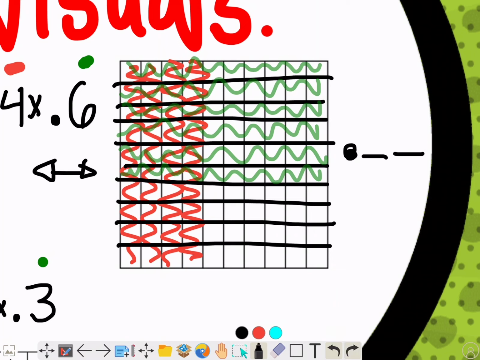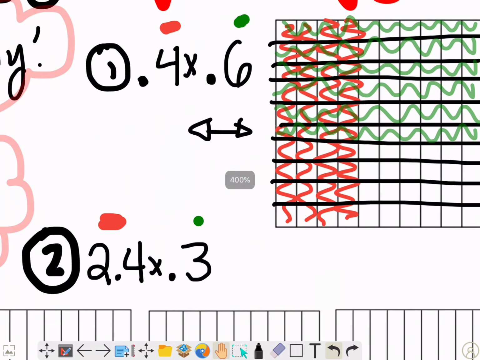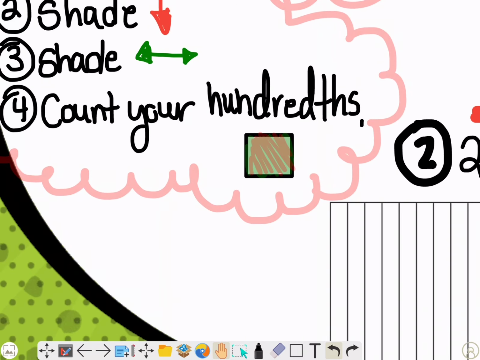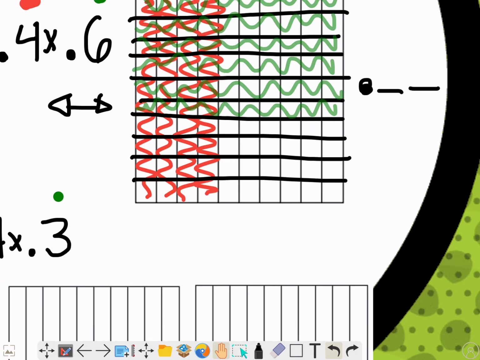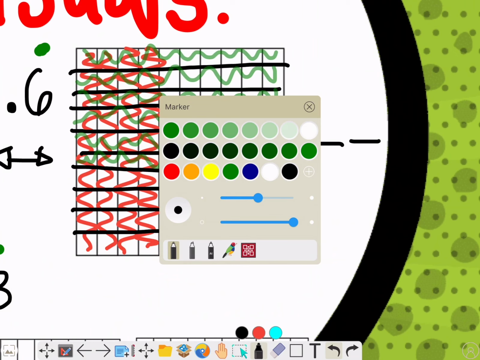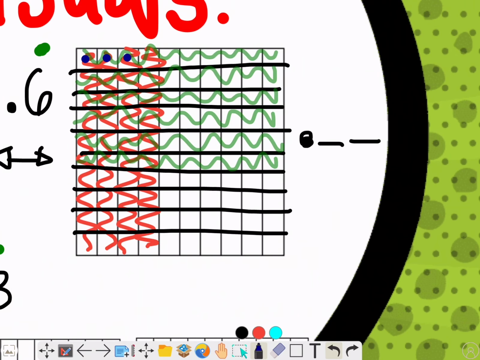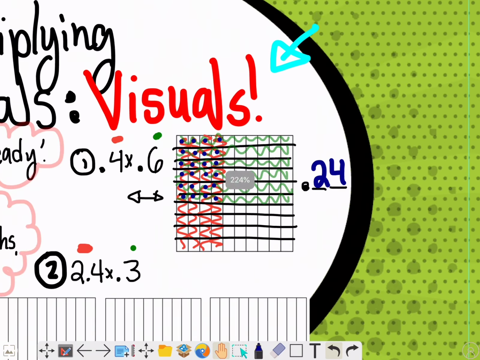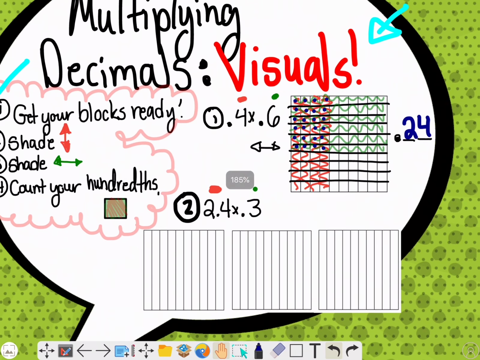And the way to figure out what my decimal is, my last step, is count the red and green stuff. So I'm going to go in and count. I'll make it a little bit thicker. I'll do it in blue. I have 1, 2, 3, 4, 5, 6, 7, 8, 9, 10, 11, 12, 13, 14, 15, 16, 17, 18, 19, 20, 21, 22, 23, 24. So that is 24 hundredths. And I know you can do it just with regular multiplication, but that's how you create a visual for it.